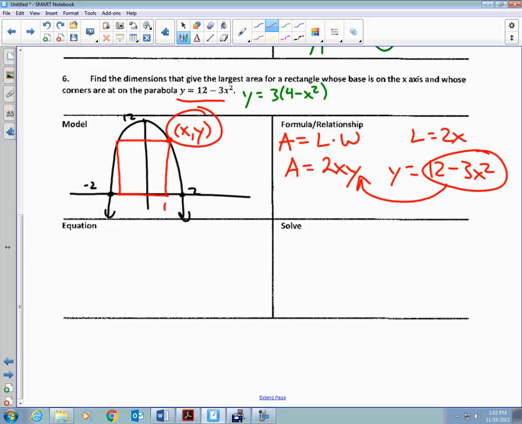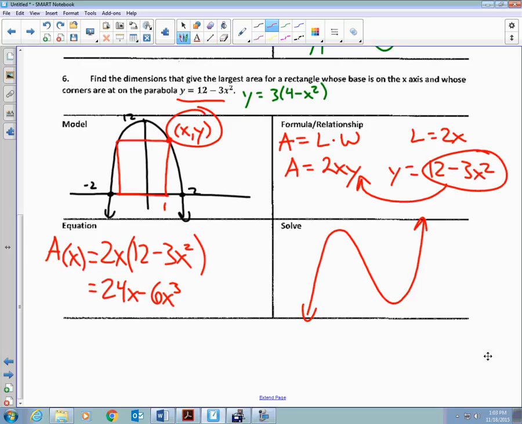Well, the width is that dimension. Yep, the width is y. So I have area in terms of what variable? X. Area is equal to 2x times 12 minus 3x squared. Distribute: 24x minus 6x to the third. Uh-oh, it's another cubic. And this time it's upside down.